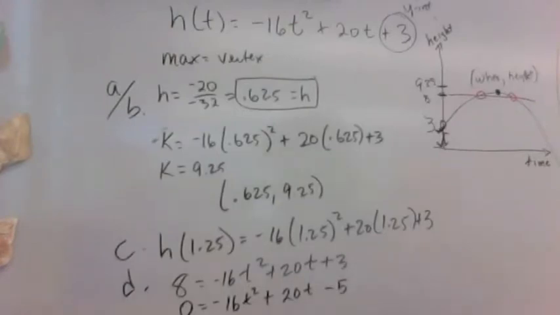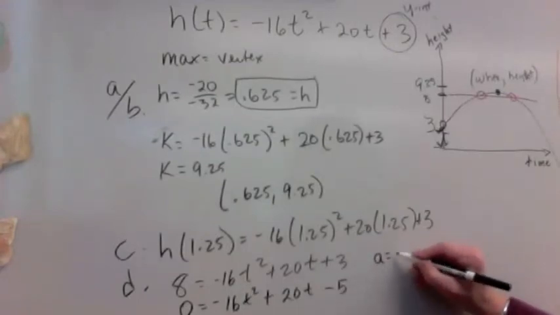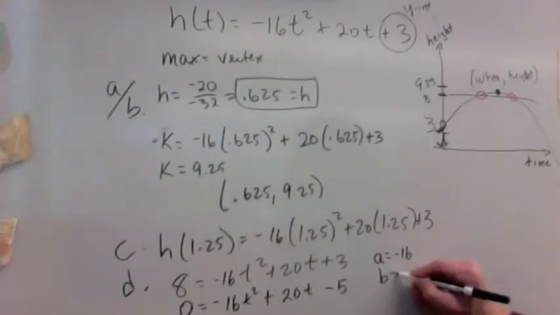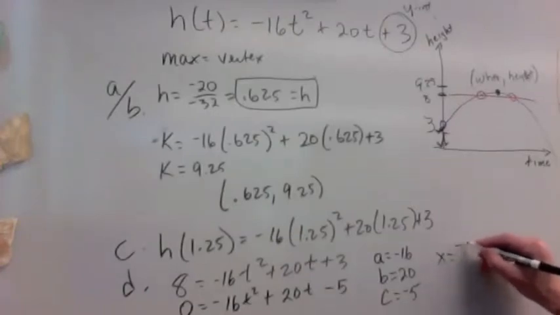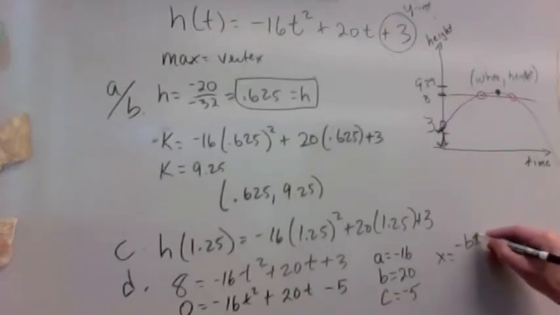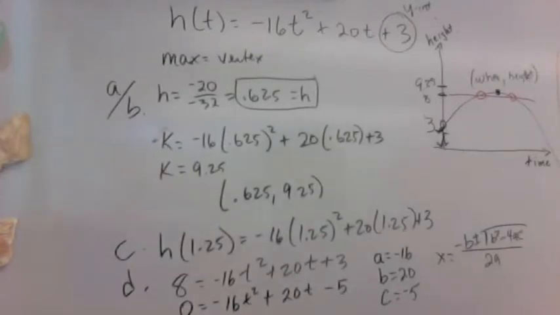All right, how do we solve quadratic equations? We now know to use the quadratic formula, in which case A is equal to negative 16, B is equal to 20, and C is equal to negative 5. Plug those into the quadratic formula: x equals negative b plus or minus the square root of b squared minus 4ac, all over 2a. All right, and that will give you an answer. You should get two answers.